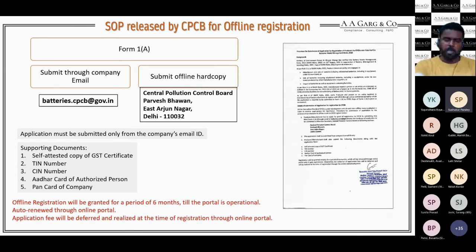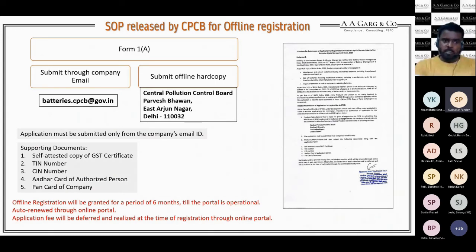For your quicker consumption, we have prepared this slide, which talks about how the producer has to file the Form 1A. They have to fill the Form 1A and submit it in two ways. The first way is to submit through company email to batteries.cpcb@gov.in. That is the first step. And the second is to submit this Form 1A again in the offline manner to the office of the CPCB. This Form 1A should have supporting documents as given in the procedure, which are a self-attested copy of the GST certificate, TIN number, CIN number, Aadhaar card of the authorized person, and PAN card of the company. So in this way, you have to submit your application for the granting of the registration as a producer.